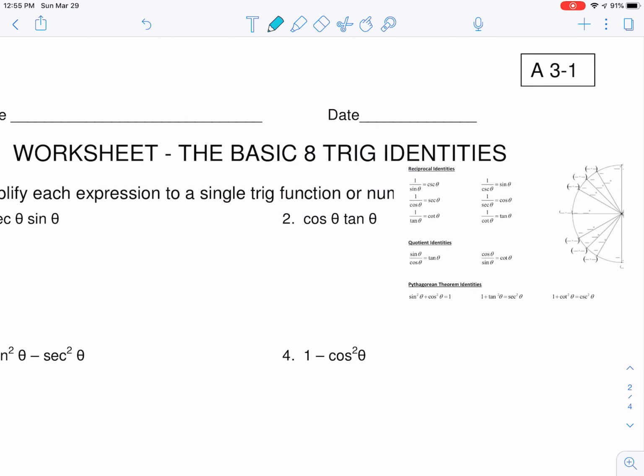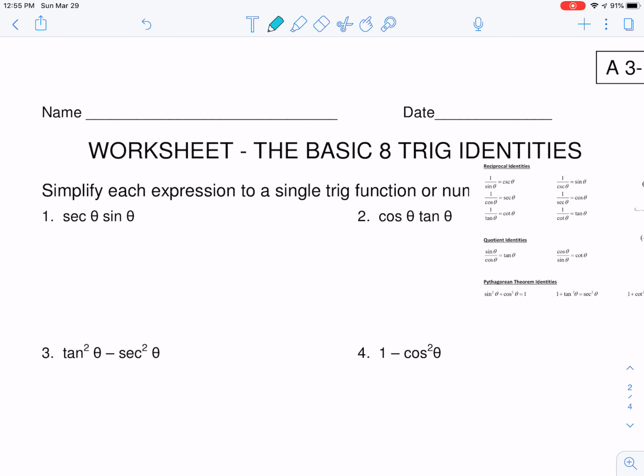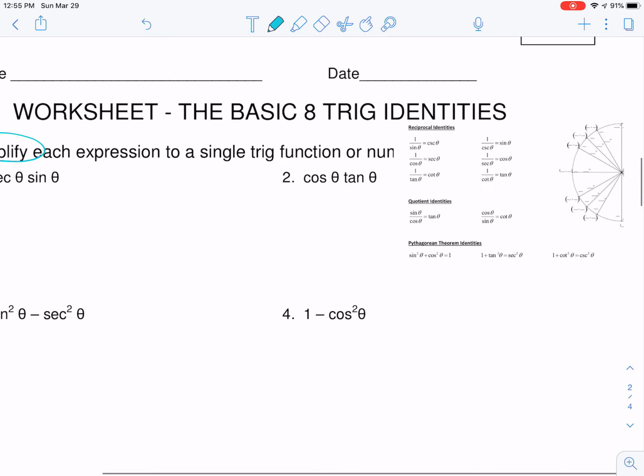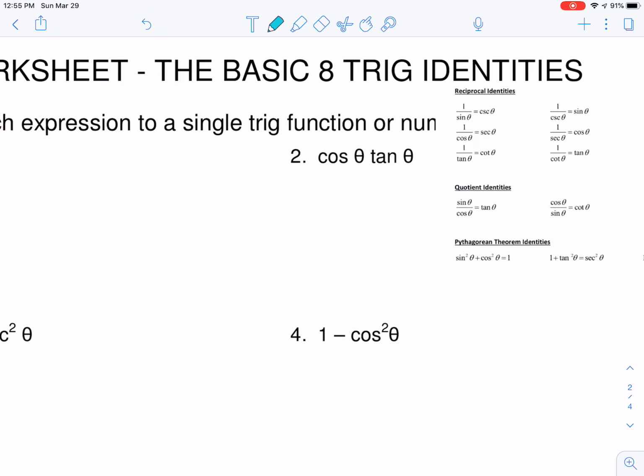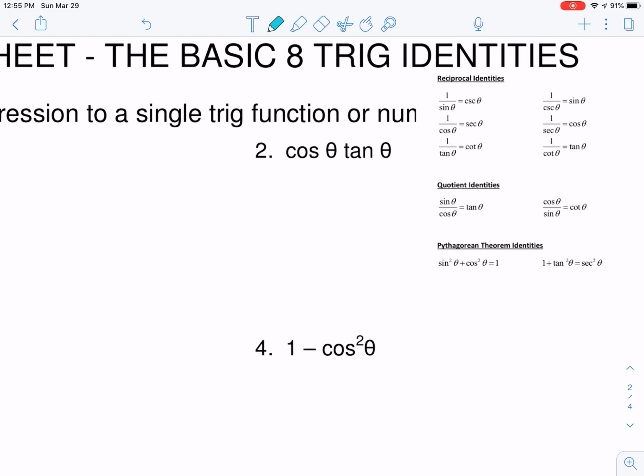Okay, so I copied and pasted. These are the ones that you need to know. And like I said, you don't have to have them memorized. You just need to use them. So we're trying to simplify. The key word here is simplify. And all of these simplify down to like one word, okay? So we're going to use some of our identities, make some substitutions, and simplify.